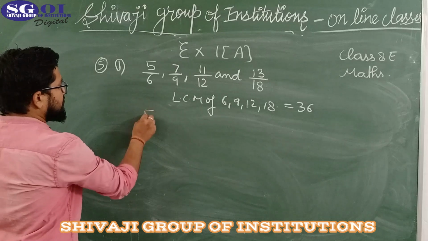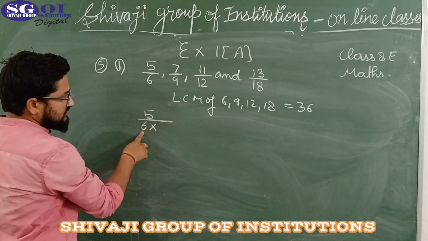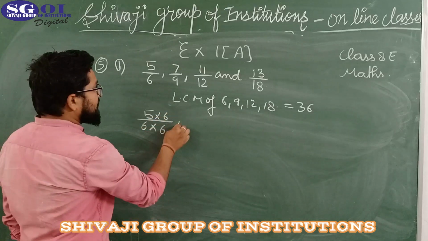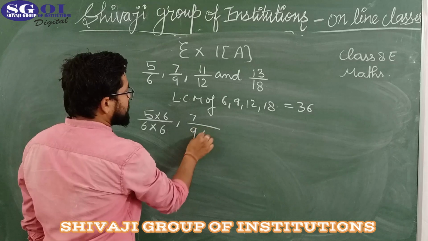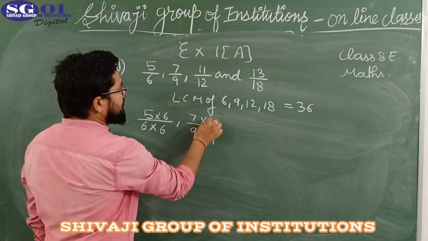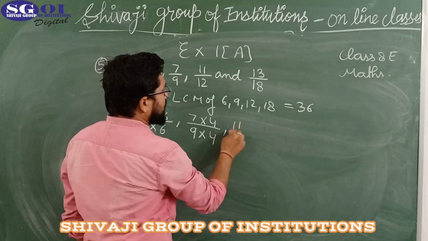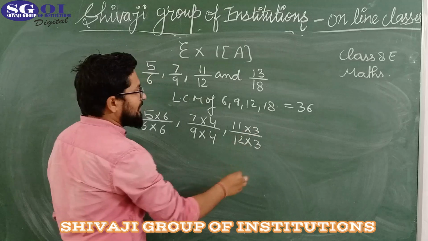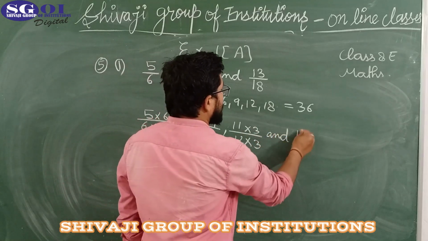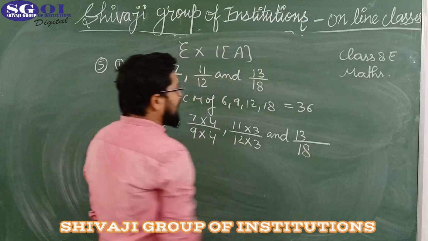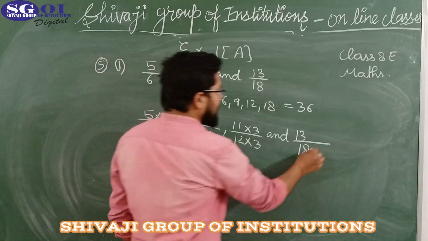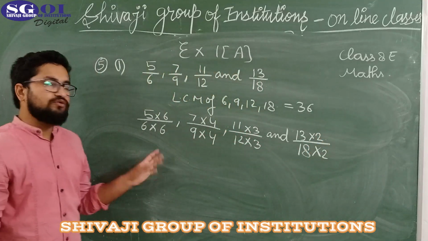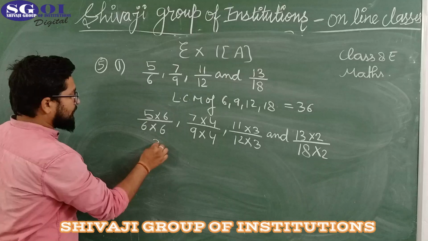The first fraction is 5 upon 6. To make 6 into 36 we multiply by 6, so multiply the numerator by 6 also. Next, 7 upon 9: to make 9 into 36, multiply by 4, and the numerator by 4 as well. Then 11 upon 12: multiply 12 by 3 to get 36, and the numerator by 3. And 13 upon 18: to make 18 into 36, multiply by 2, and the numerator by 2 as well. This is what you have to do. This will give us 30 upon 36.